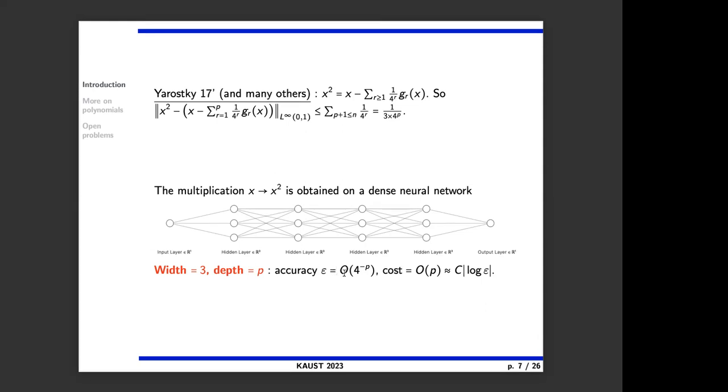And the accuracy is this one, O of 4 to the power P, but for a cost which is proportional to the number of layers. So it means that P is the log of epsilon. So it is an extremely nice formula, because it explains that if you are able to know exactly the weights, the coefficients, then you have a sharp accuracy for small cost.